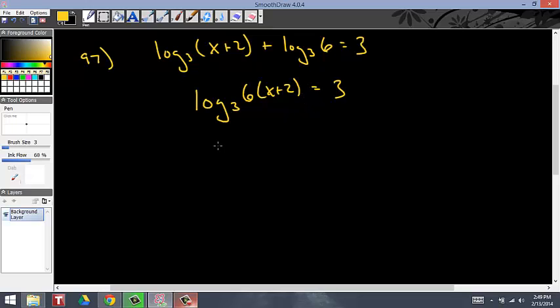Stephanie Boyer. Change forms. 3 to the third equals 6x plus 12. 27 equals 6x plus 12. Raise your hands if you know exactly what to do from here. Solve it. Check it. Good to go.